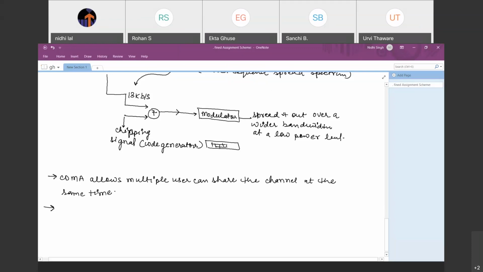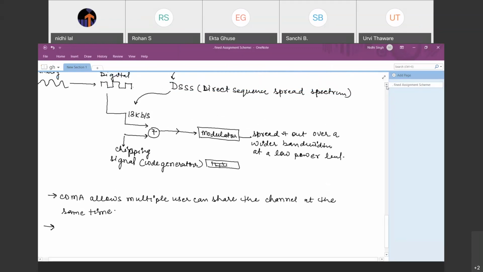Now, what is the problem? The problem is DSSS uses two things. The first one is the digital data, and the second one is the chipping signal. Now, this code generator has to work with different users. This means the chipping signal has to be generated separately for each user. So each user has a different code. In order to prevent interference with other users, this chipping signal has to generate a different code for different users, such that each user uses only one code.